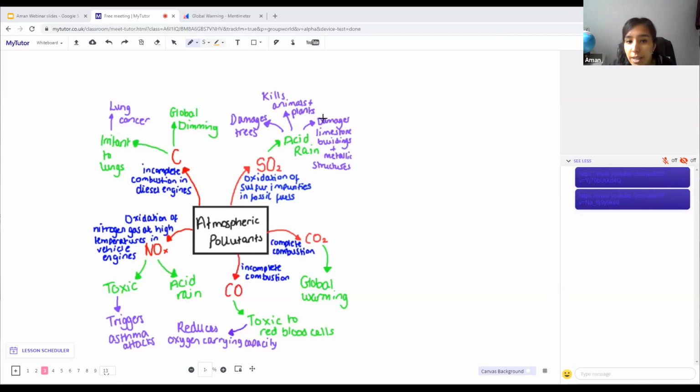And then the third reason is that it damages limestone buildings and metallic structures. And so metallic structures and limestone buildings are corroded.